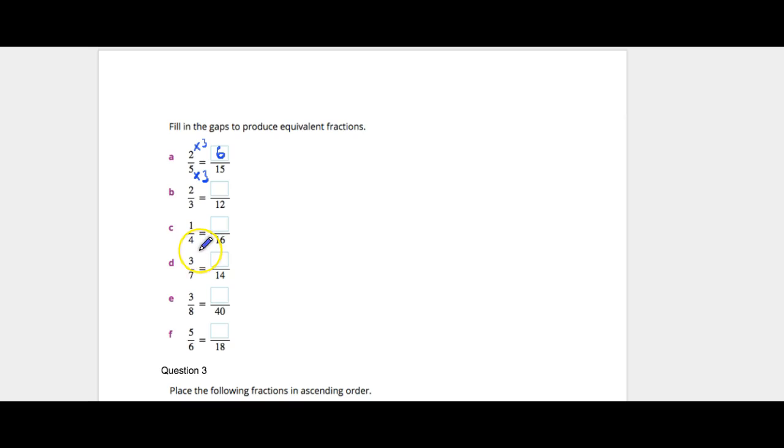All right, so I've skipped B, so you can have a go at B. Let's do C. So what do I multiply that 4 by to get to 16? We multiply it by 4 and then do the same to the top. So we have 4/16. And then let's skip to E. What did I multiply that 8 by to get to 40? It's 5. And then we do the same to the top. So it's 15. Okay, so have a go at doing B, D, and F. Okay, so if you need to pause, you can.